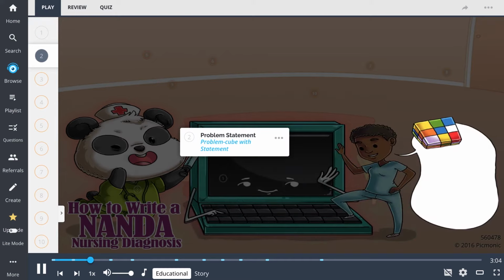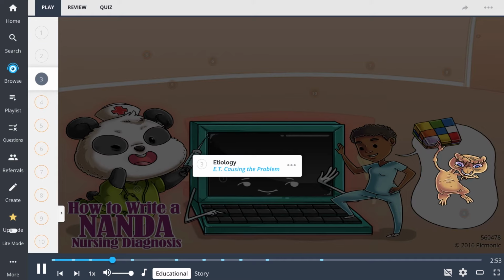The first component of a nursing diagnosis is the problem statement, the problem cube with statement. It reflects the patient's current health problem and needed nursing interventions. Etiology, ET causing the problem, is the second nursing diagnosis component and identifies probable causes and conditions contributing to the health problem.